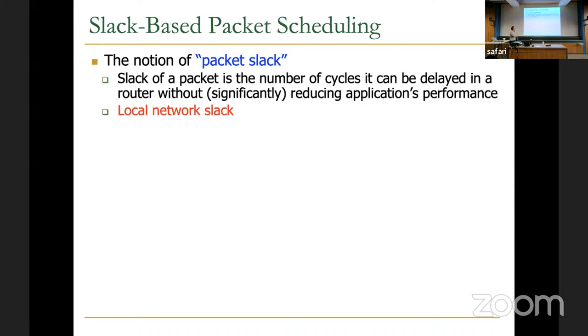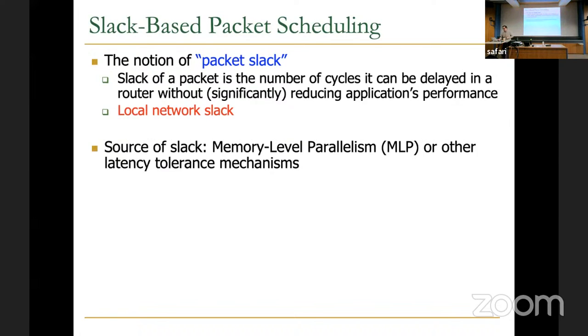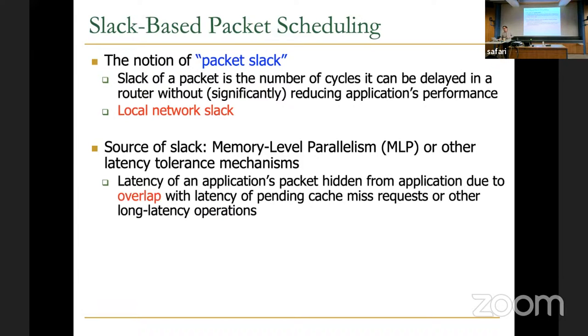This is also called local network slack in this particular paper. So why does this happen? Clearly, you can delay a packet one more cycle, and that's not going to hurt you. You can delay a packet maybe hundreds of more cycles, and it's not going to hurt you, because you have some latency tolerance, right? We discussed latency tolerance mechanisms. It could be memory-level parallelism. There's some other packet that's on the critical path of execution, and you delay this packet, which is not on the critical path. Fine. Keep delaying it until it may become the critical path, basically. That's the idea in slack-based mechanisms. Basically, the latency is hidden.